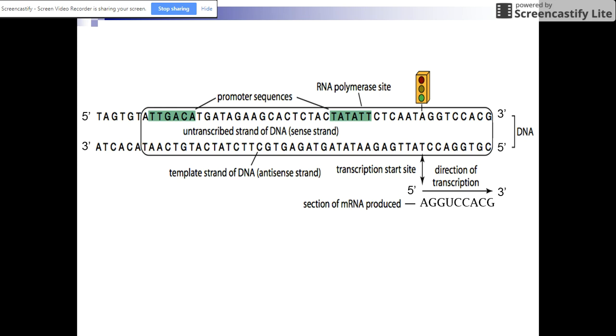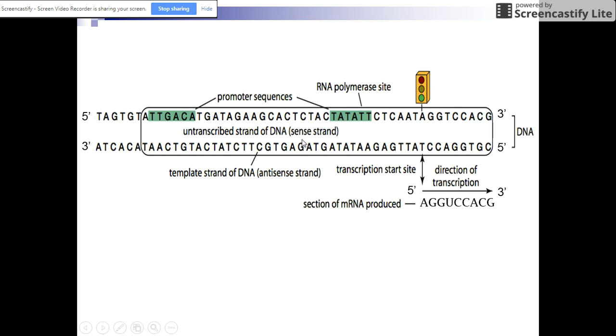So we're going to start to see some diagrams. This diagram shows the promoter region. So this area here is considered the promoter region where the RNA polymerase will bind. And you can see that it has a lot of A's and T's in it compared to G's and C's. So those are considered TATA boxes. So the RNA polymerase will bind here.